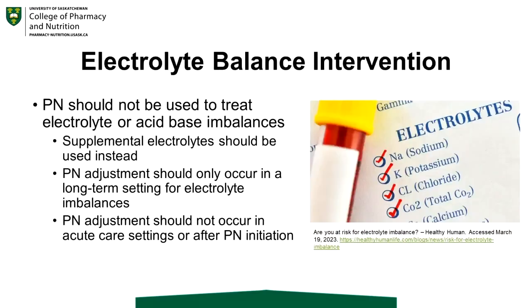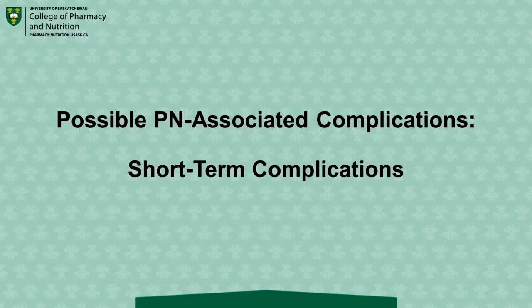As was briefly alluded to in the last video, PN should never be used to treat electrolyte or acid-base imbalances in individuals who are acutely ill or medically unstable. This is because PN usually infuses over 24 hours, and if the concentration of an electrolyte is increased in the PN solution, there is a significant risk of overcorrecting, which could result in significant medical complications. Instead, electrolyte abnormalities can be managed with supplemental electrolytes as appropriate. PN adjustment should only occur in a long-term setting if someone has chronically low or elevated electrolytes.